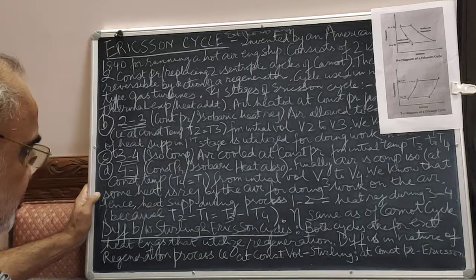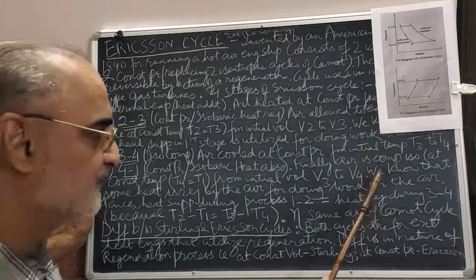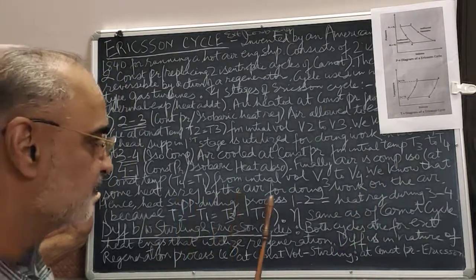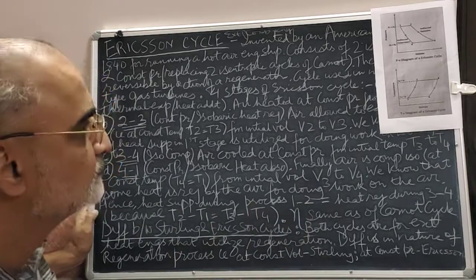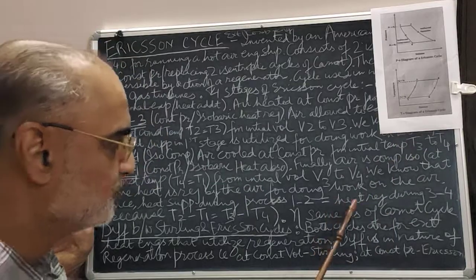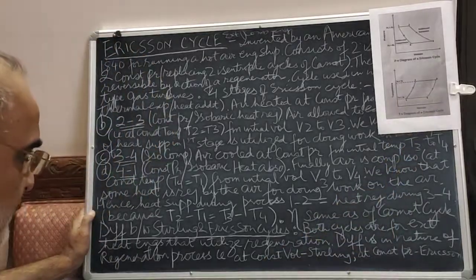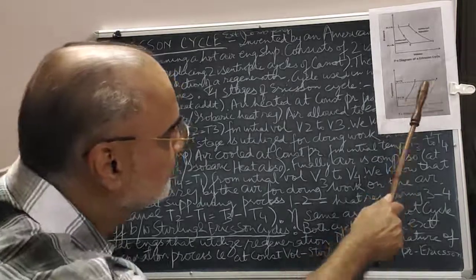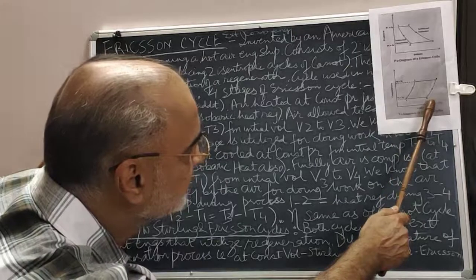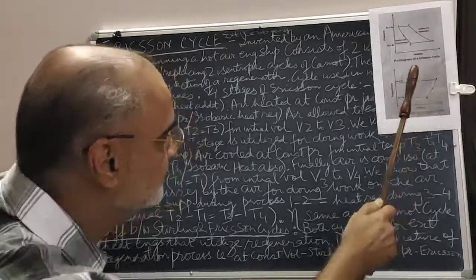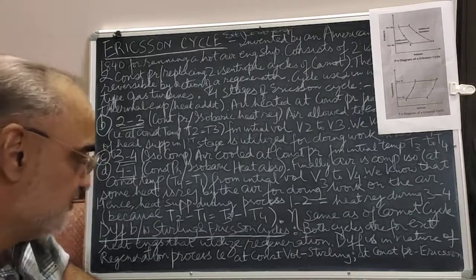We know that some heat is rejected by the air for doing work on the air. I'll repeat, some heat is rejected by the air for doing some work on the air subsequently. Hence, heat supplied during the process 1 to 2 is equal to the heat rejected during 3 to 4. Because T2 minus T1 is equal to T3 minus T4. The efficiency is the same as that of the Carnot cycle, as I mentioned earlier.